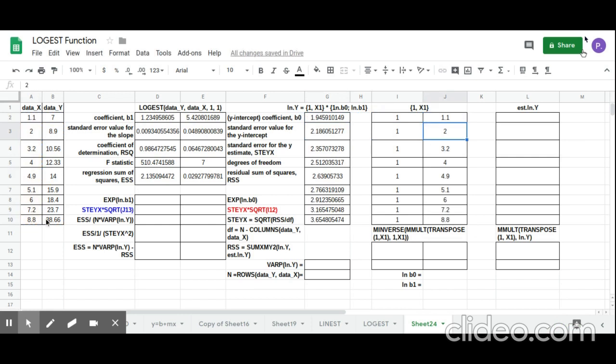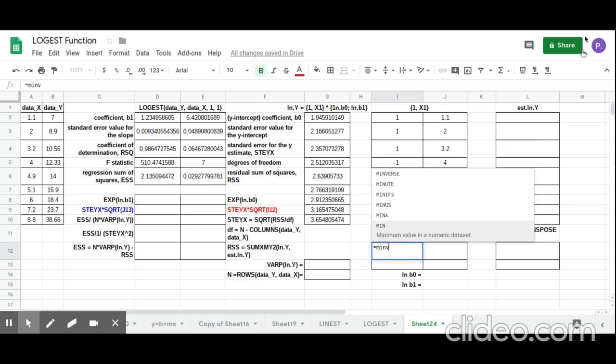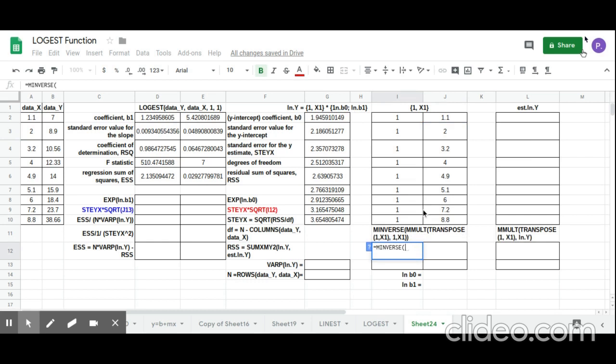Now that we have completed the expression, we can start calculating the matrix of the coefficients, the ln of the coefficients. So we begin with this matrix and then this matrix. This matrix is inverse. Inverse multiply transpose of this matrix and itself.